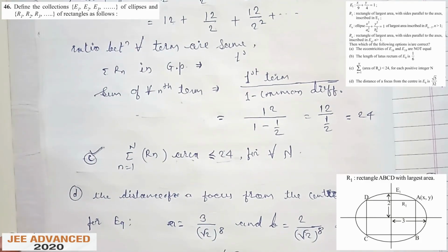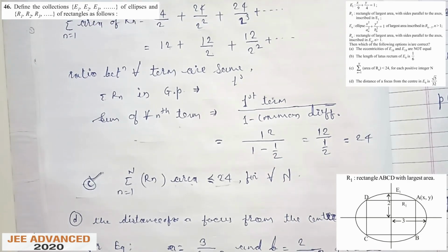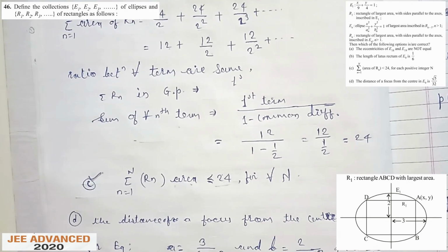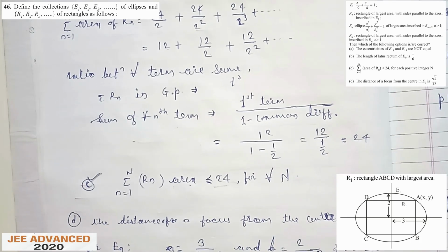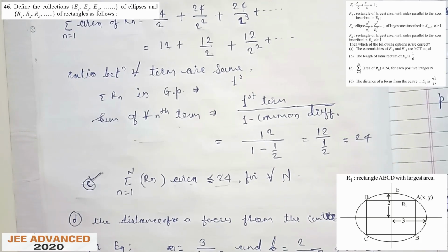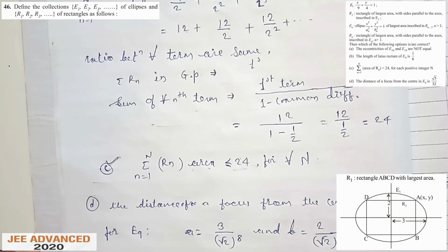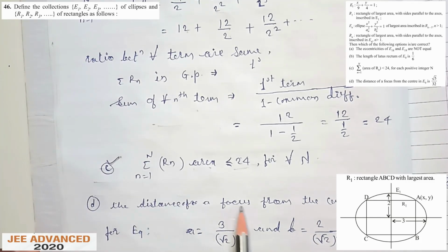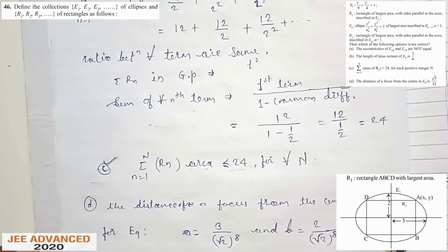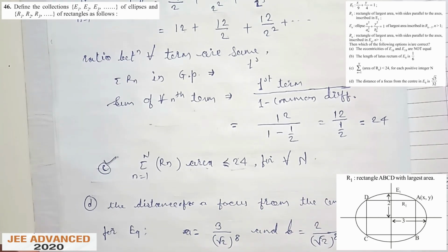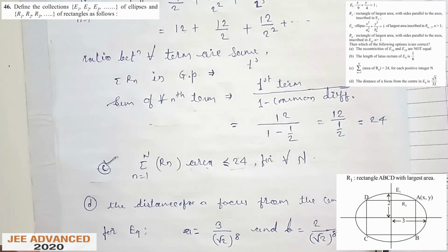And the last option is completely based on the focus of an ellipse. So we just have to apply one result and you will get the solution. The video has already extended much more, so I'll try to go faster. Here the distance of a focus from the center of E9 is root 5 by 32. So this is the given distance from the focus, root 5 by 32. For finding E9, we need A and B for E9.